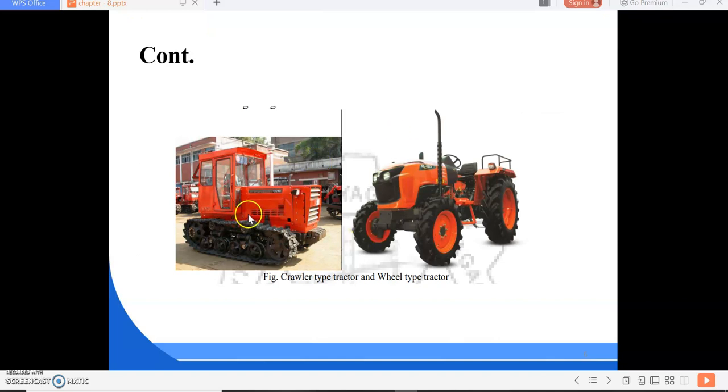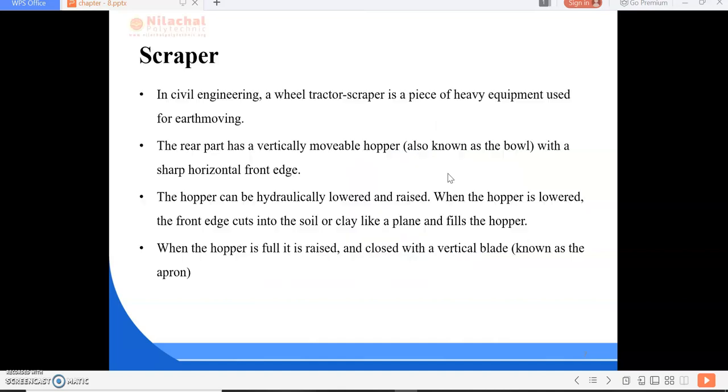So here we can see this is the crawler type tractor and this one is the wheel type tractor. Nowadays, people prefer this wheel type tractor because its maintenance cost and its initial cost are very low, and also it can work more efficiently and effectively, and we can increase the speed of construction, and its operation is very easy to learn.